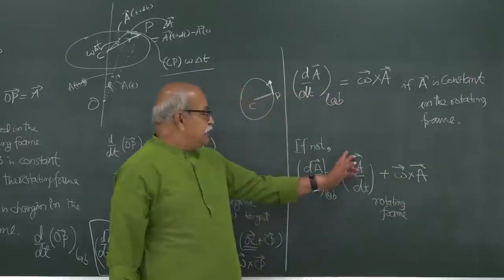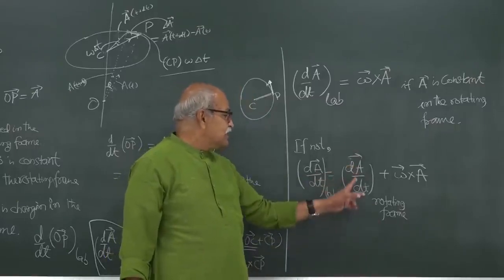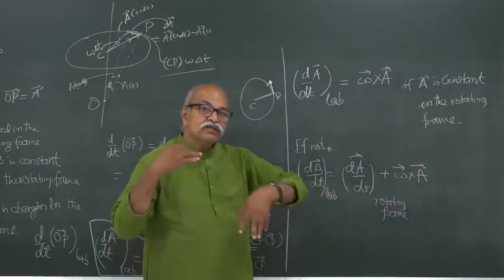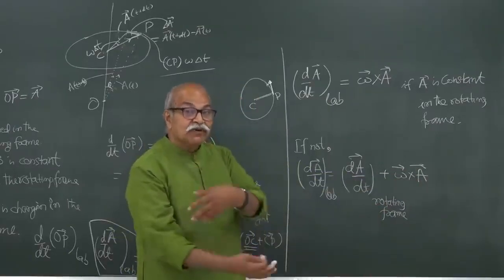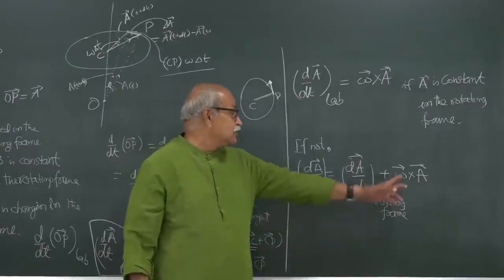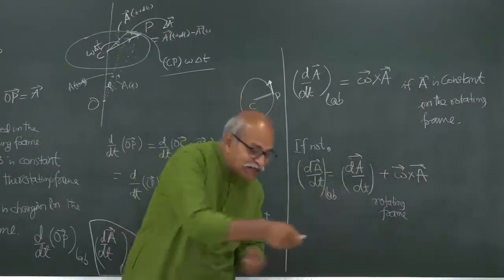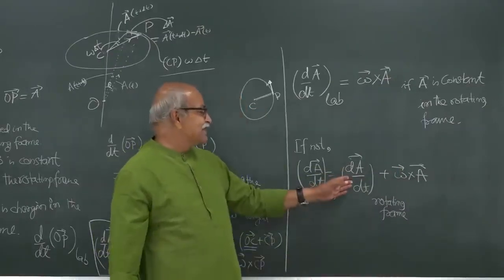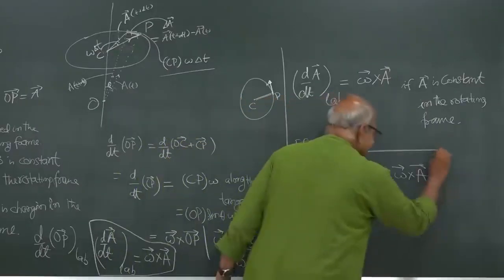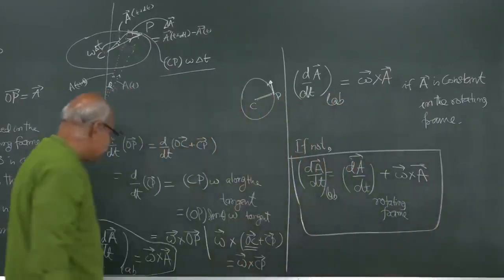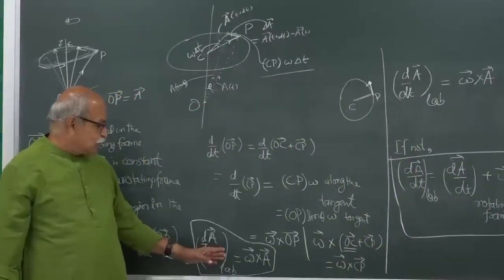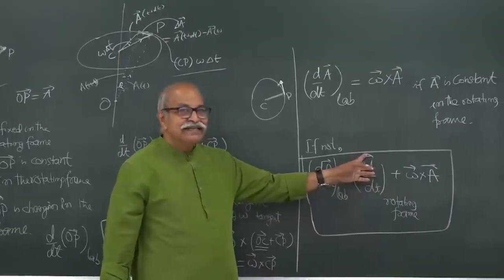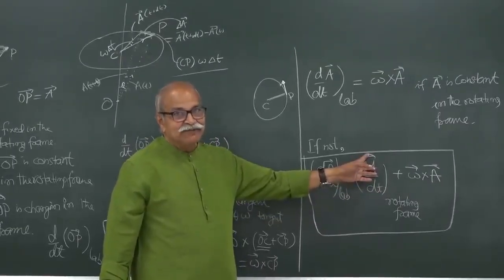So, if A is fixed in the rotating frame, you do not have any dA/dt in the rotating frame, then it is just omega cross A. So, because of the frame rotation, you are getting this omega cross A, and because of the particle moving, or the vector changing, in this rotating frame, you are getting this term. So, this is the relation which is more general than this. This is true when A is fixed in the rotating frame, and this is true if this A vector changes in the rotating frame. So, we will start from here.